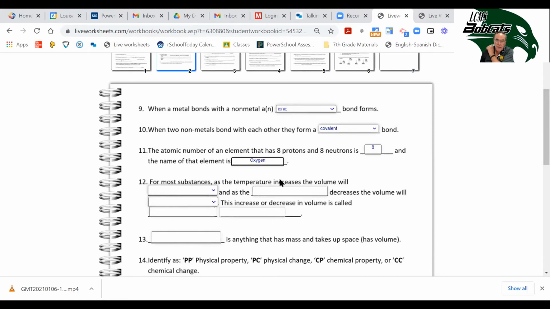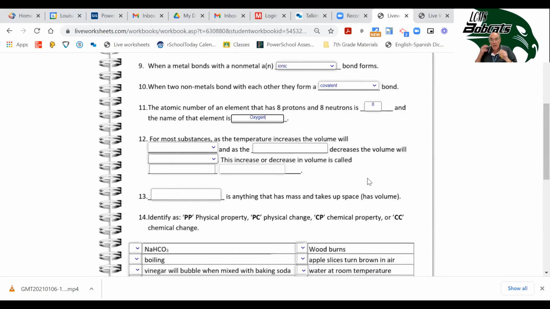For most substances, as the temperature increases, the motion of the particles increases. Early in the year, we looked at how things behaved when they heat up: the particles move faster and faster, and they spread farther and farther apart. So the volume of the substance will increase. And as the temperature decreases, the volume will go back down.